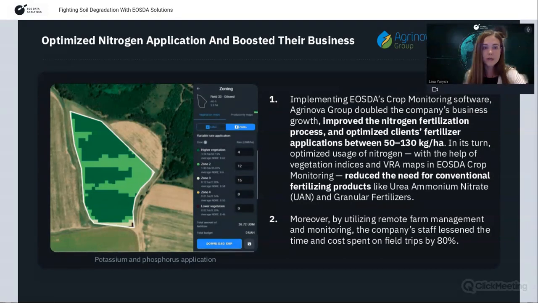And actually, since they started using it in 2021, they already have some improvements. They improved the nitrogen fertilization process and optimized clients' fertilizer application between 50 and 130 kilograms per hectare. And they also reduced the need for conventional fertilizer products like granular fertilizers. By using this remote farm management technique, they managed to save costs on road shows to the field for scouting and checking their fields. So they can do it remotely, and only in some critical cases do they go to the field.